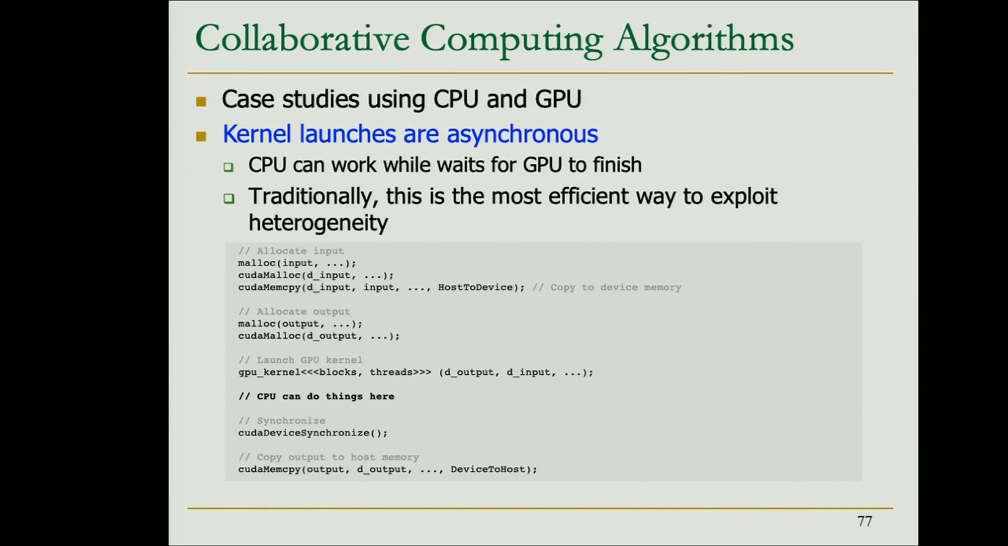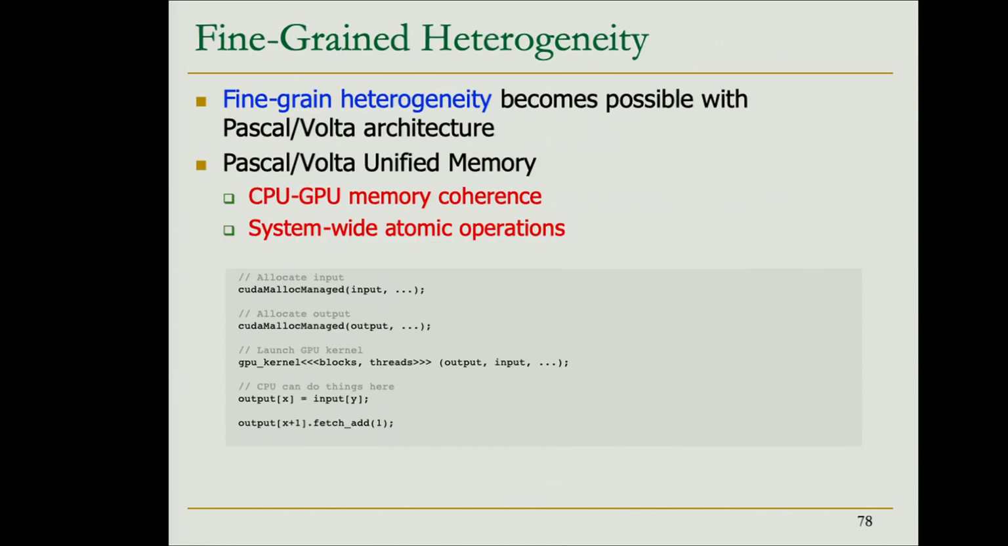And this is an example of what I told you before. In the traditional model, if you want to partition these vectors and do some computation on the CPU, the CPU can do something here, right? Can do some things here. But it's not actual fine-grained collaboration.